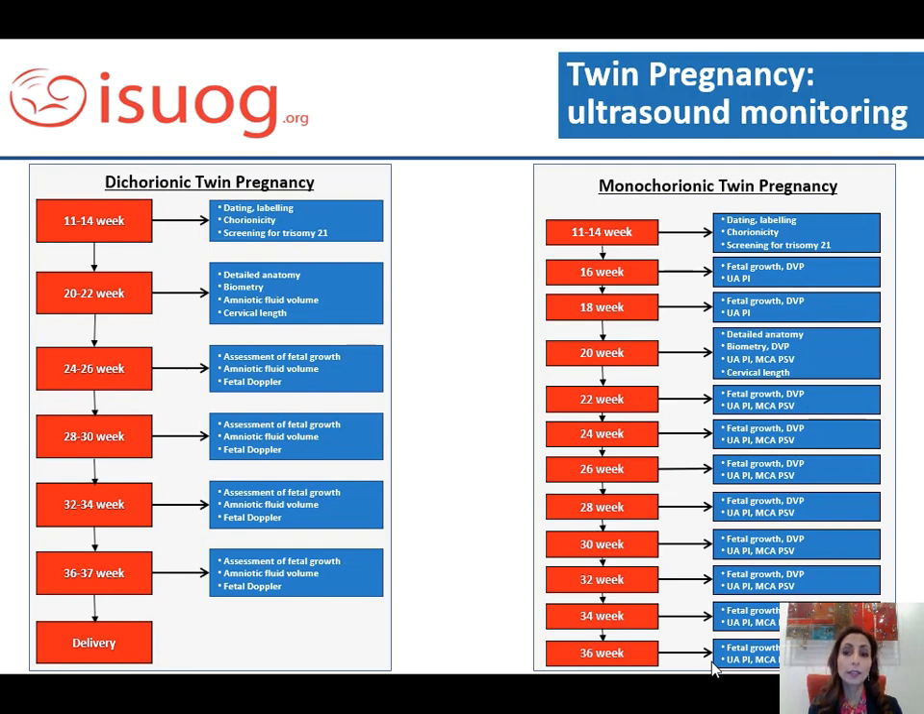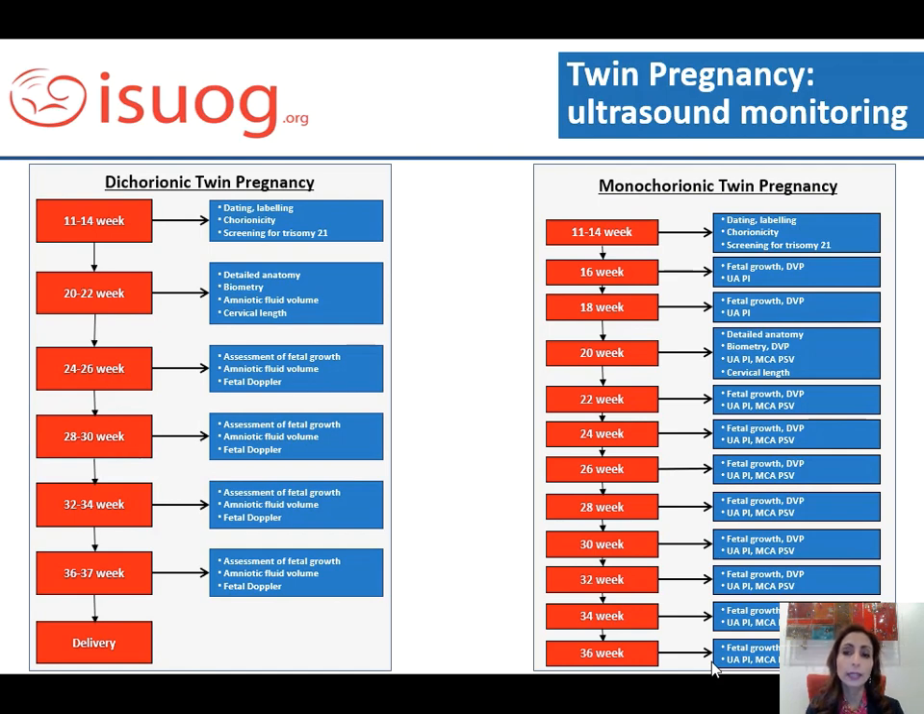So at every scan, we measure the biometry for each twin. We calculate the discordance and measure the deepest vertical pocket. And again, I know this can be controversial, whether people just assess amniotic fluid volume or measure the deepest vertical pocket, but certainly the guideline does recommend measuring the deepest vertical pocket in each twin.